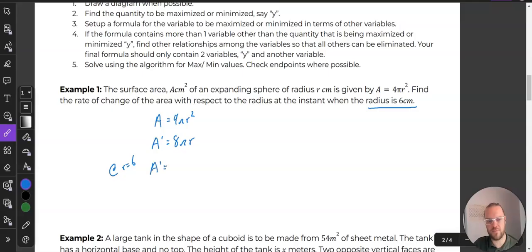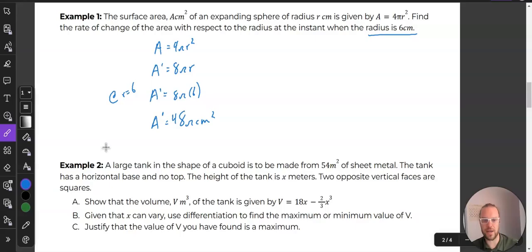So that means that our area is going to be expanding at 8 pi times 6, or more simply put, 48 pi centimeters squared. All right, so that's how this is going to be. That's like what's going on at the exact moment that the radius is 6. Okay.